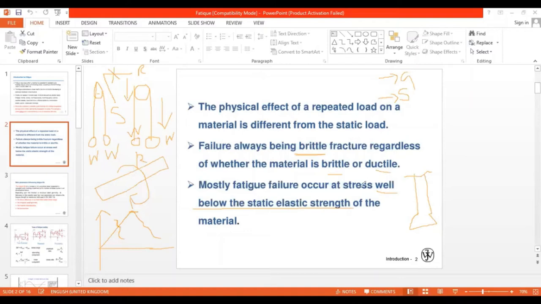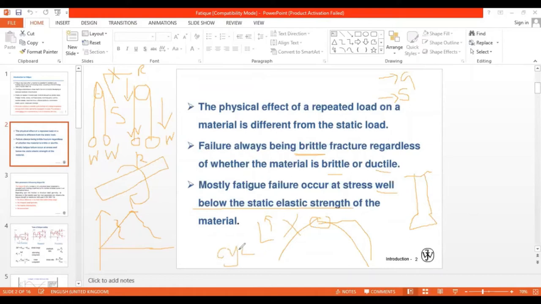Mostly fatigue failure occurs at stress well below the static elastic strength of the material. In the fatigue case, if you apply cyclic loading, it will not last until the static elastic strength; it will break far below that limit. So this is the failure with fatigue. If we are testing for fatigue, we do not need to go for maximum load, but we have to go for maximum cyclic loadings.